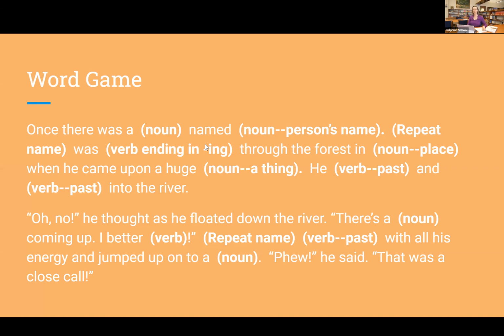Okay, here we go. So once there was a bat named Bob. Bob was swimming through the forest in Paris when he came upon a huge car. He beatboxed and danced into the river. Oh no, he thought as he floated down the river. There's a car coming up. I missed some more verbs. I better swim. Bob flew with all his energy and jumped onto a dog. Phew, he said, that was a close call.